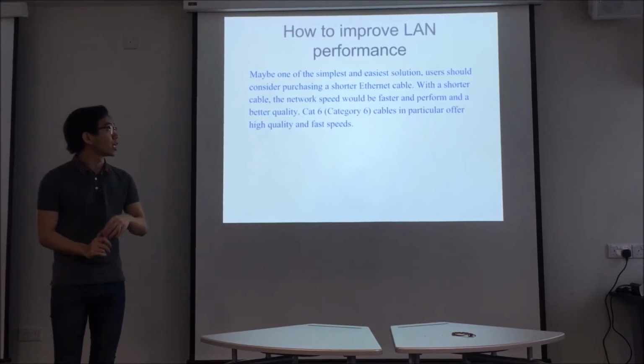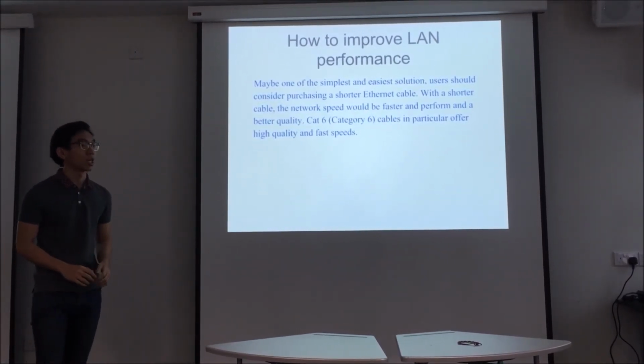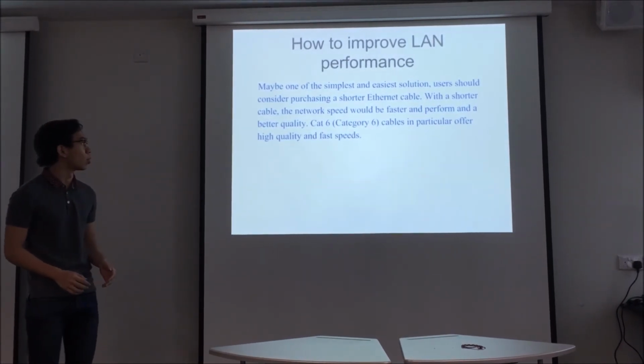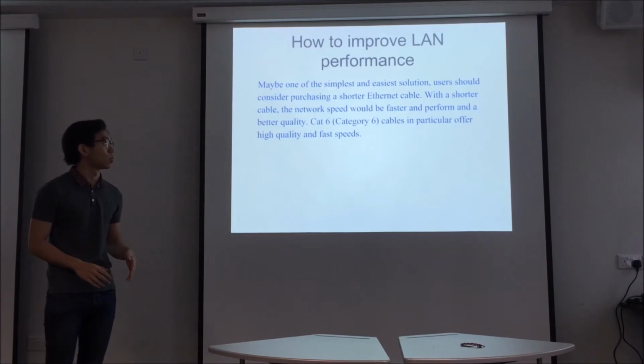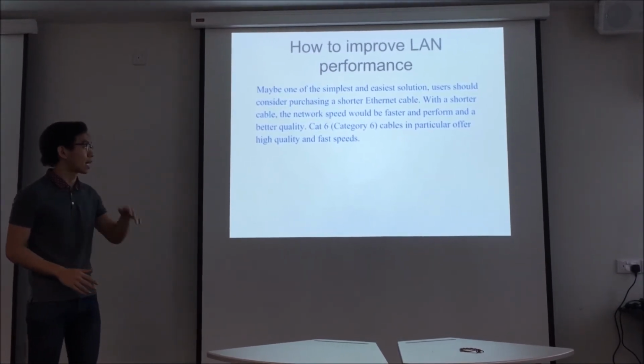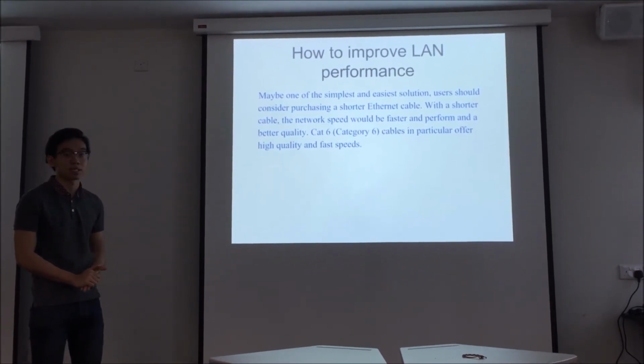So how do we improve the LAN performance? Maybe one of the simplest and easiest solutions, users should consider purchasing a shorter Ethernet cable. With a shorter cable, the network speed will be faster and perform at a better quality. So for example, Category 6 cables in particular offer high quality and fast speeds.